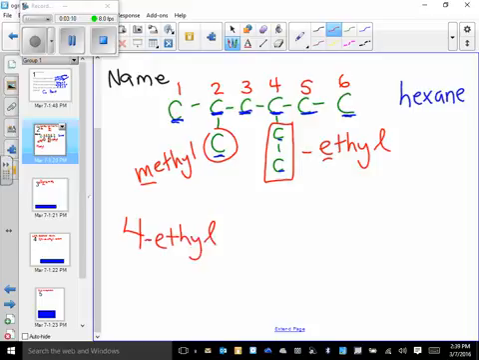That's its branch. So we put a dash in between the number and the word. And then we would say it's another dash. We would say 2, because that's where this guy is, and it's methyl, dash hexane.